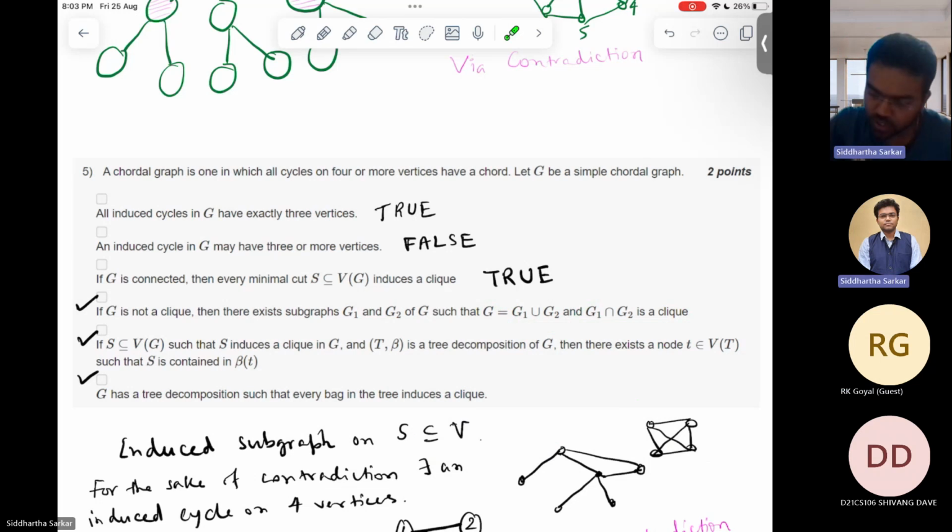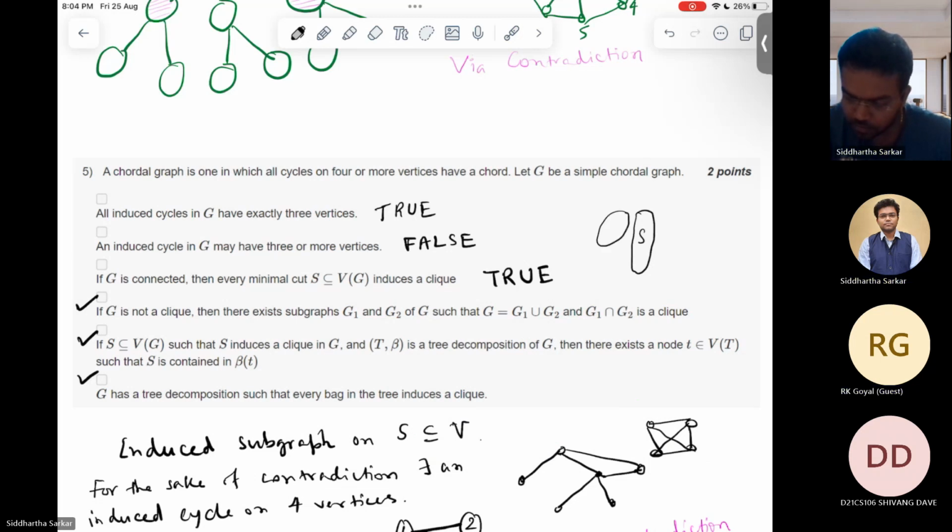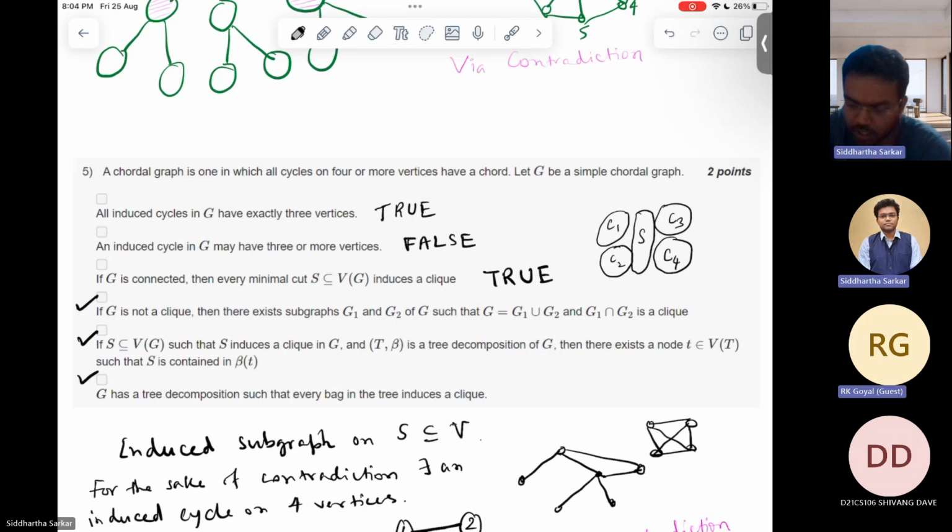So basically you have to use the fact that if you find a minimal cut in G, I'll just give you a hint. The idea is the following: suppose you find a minimal cut in the graph. The minimal cut will disconnect the graph into certain connected components. So let us say 4 connected components. I'm just saying 4, but it can be any number.